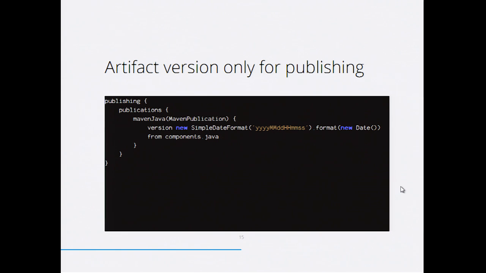Coming from Maven, we are used to declaring versions in our POM files. You don't really need versions until you publish them. So publishing in Gradle is done through the publish plugin, and you can declare your version as late as possible.